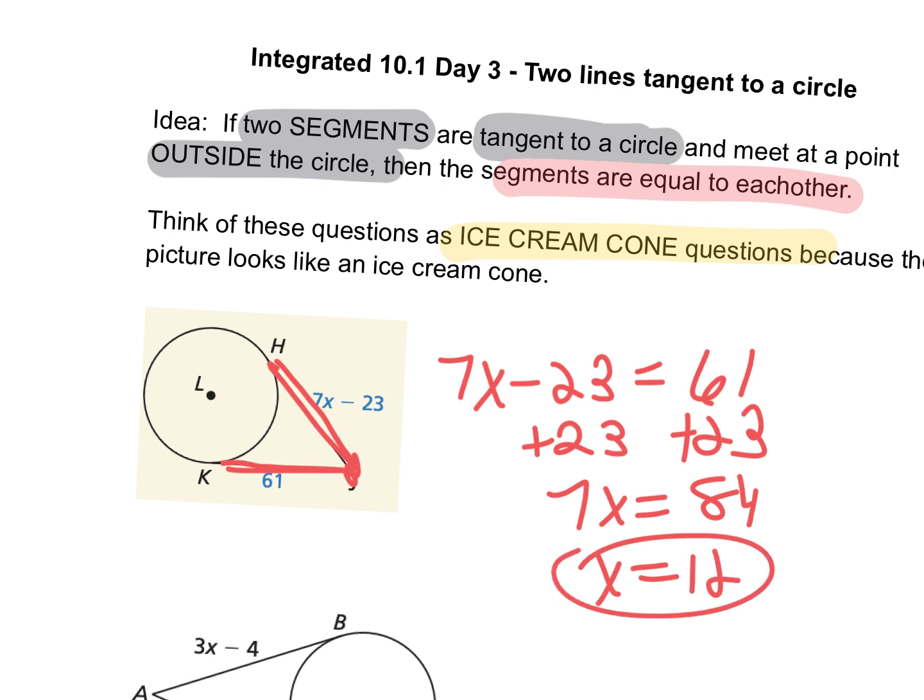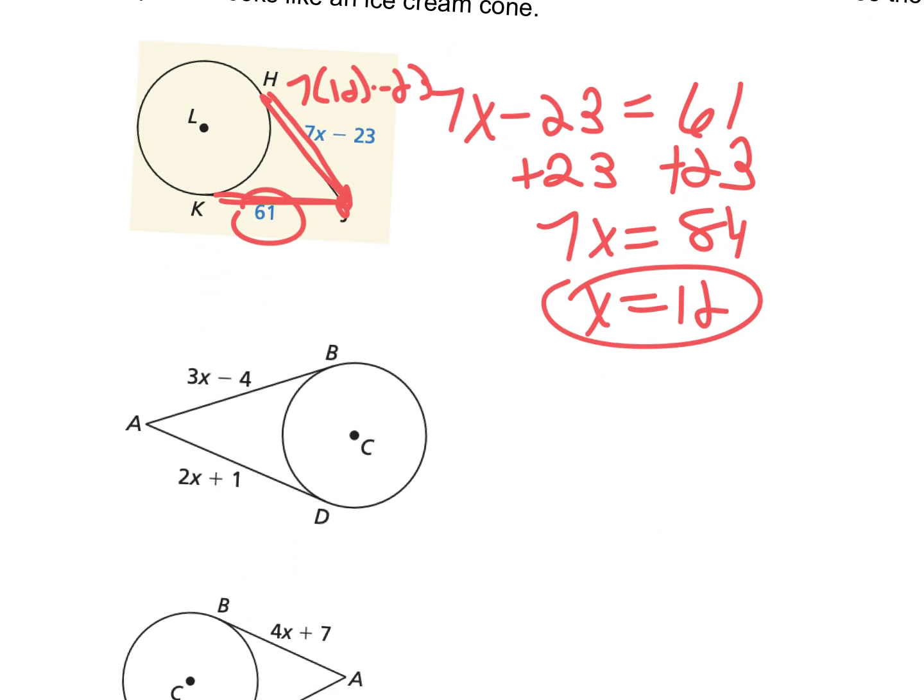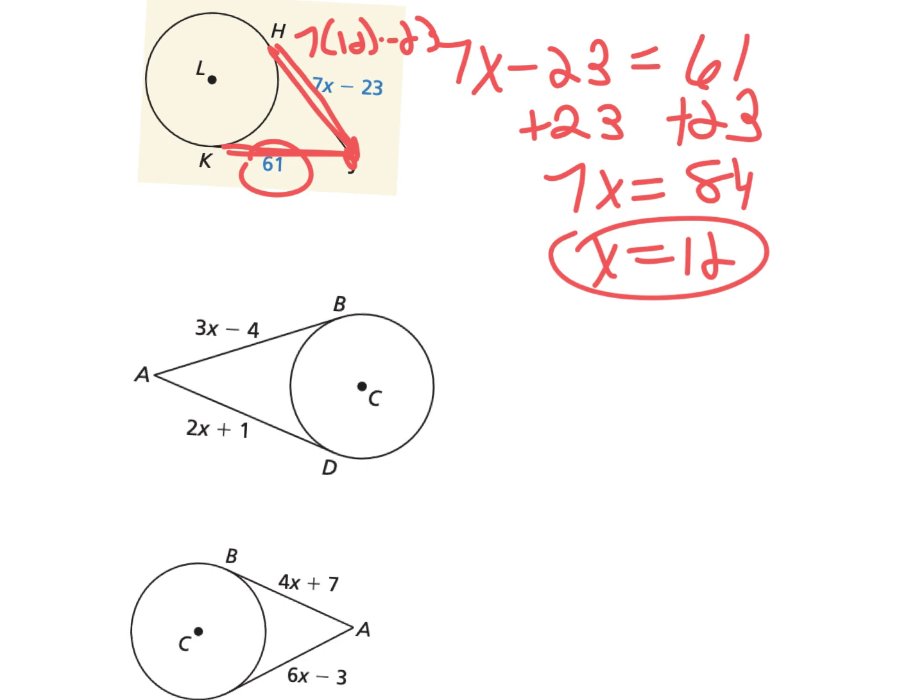If we wanted to double check that we were right, we could go back in and just substitute that 12 in there and get 7 times 12 minus 23, and if we did it correctly, it should equal 61, which it does. So we're just going to do a couple of very quick examples here because it's a pretty basic idea. Again, we're looking at our picture.